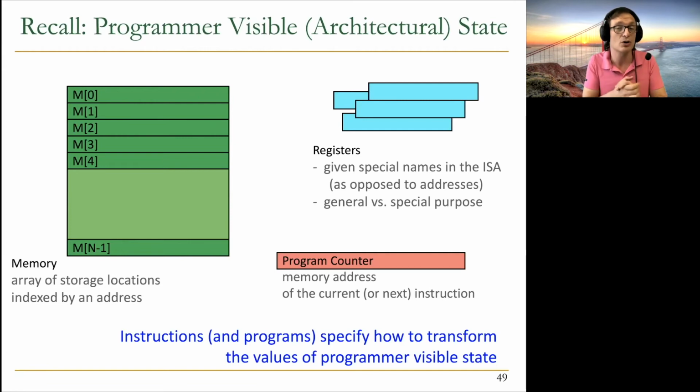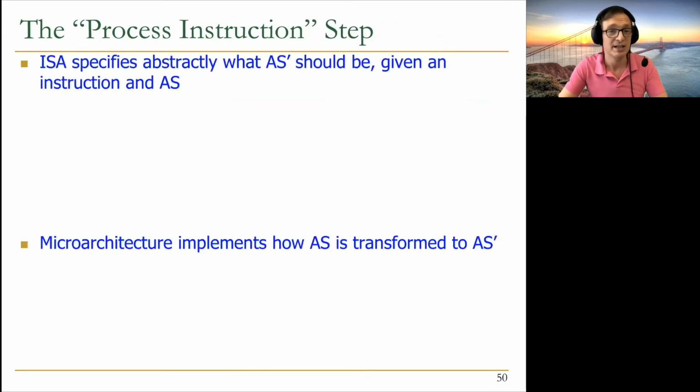So contrast this to the notion of microarchitectural state that's not programmer-visible. You can do anything you want in the microarchitectural state space, as long as you don't touch the programmer-visible state. Basically, you don't need to obey the ISA in the microarchitectural space. Whereas these things that are programmer-visible, the memory, program counter, and registers, should be updated only based on the specification of the instruction. Okay, so this process instruction step, the ISA essentially specifies abstractly what the architectural state prime should be given an instruction and the beginning architectural state. Microarchitecture implements how architectural state is transformed to architectural state prime, essentially.